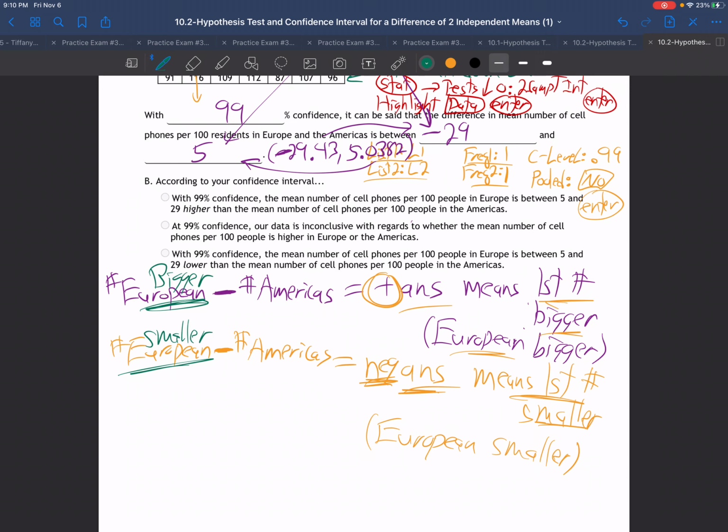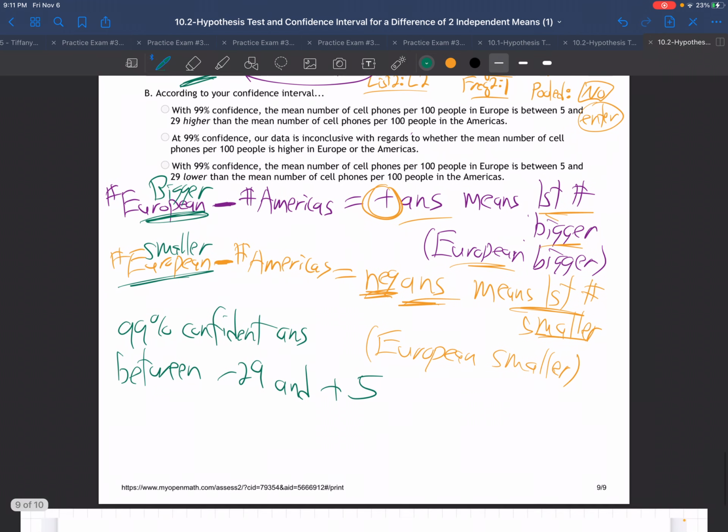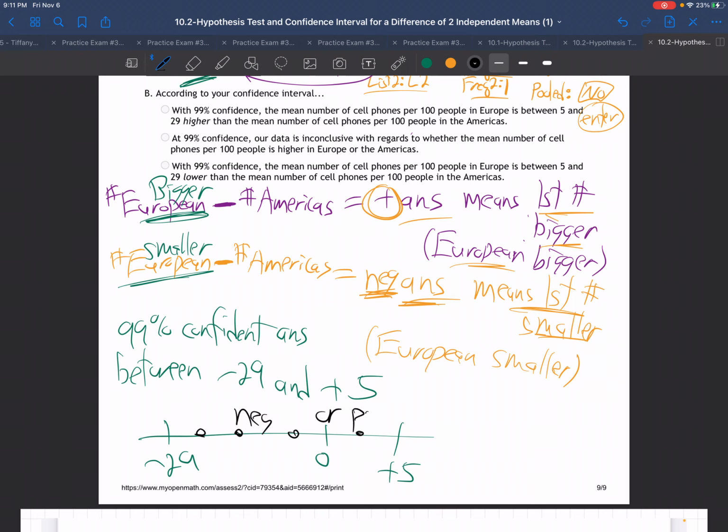Okay, so now, what kind of answer did we get? Well, we are 99% confident that the answer is between negative 29 and positive 5. What does that mean? Well, if I told you I'm thinking of a number between negative 29 and positive 5, here's 0, right? It could be here, could be there. So in other words, it could be negative or it could be positive.